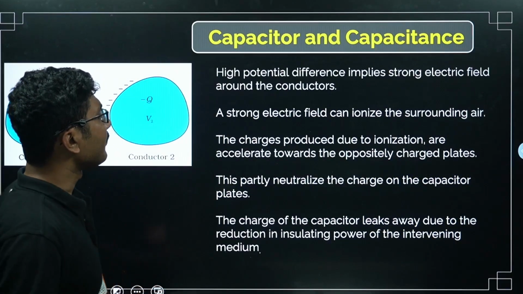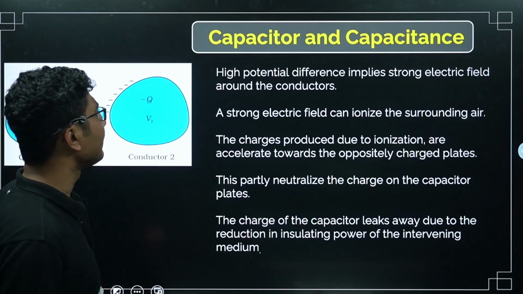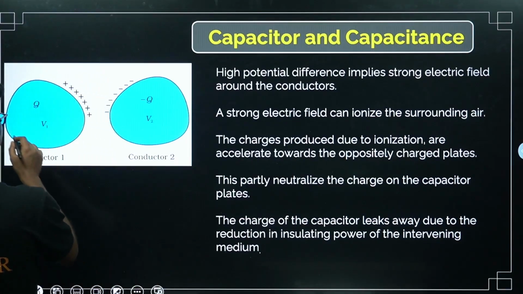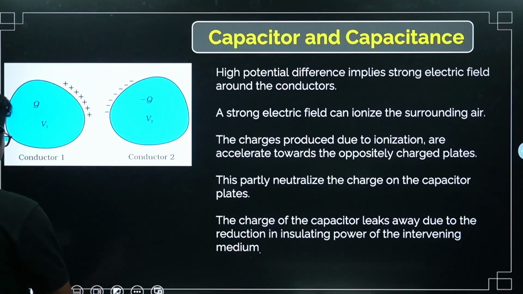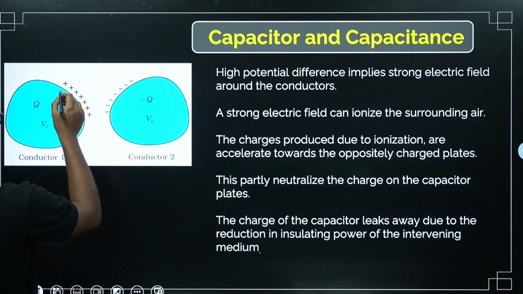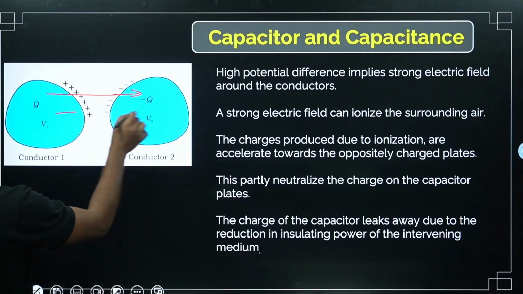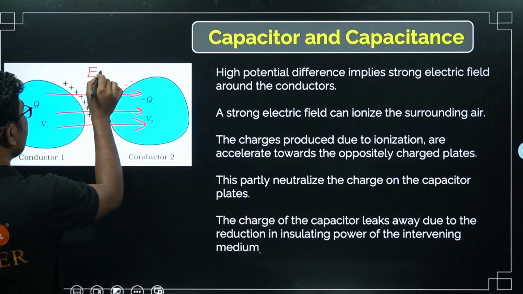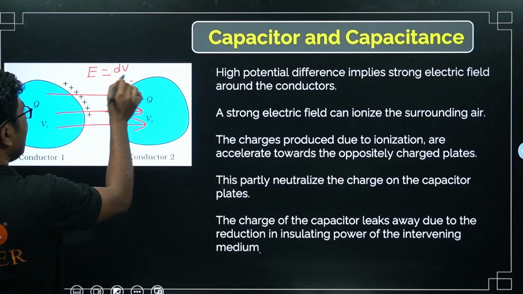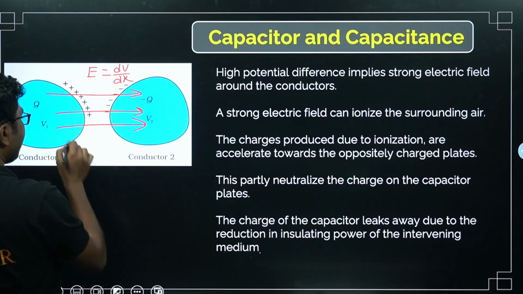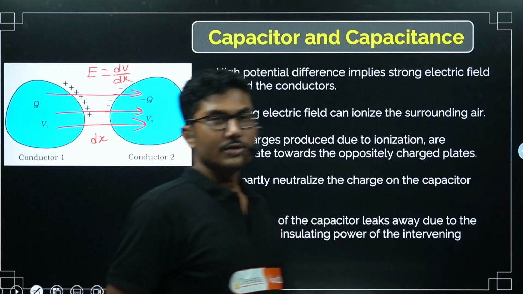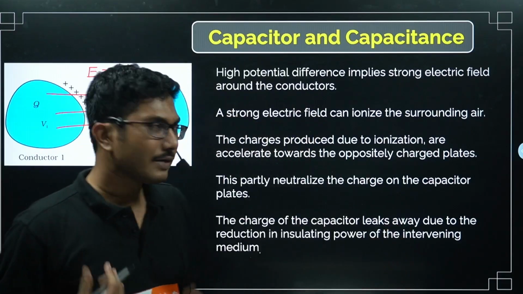High potential difference implies a strong electric field around the conductors. So if you keep a very high potential difference, the potential difference around the conductor will be very high, right? That means the electric field will be very high, because we know that the relationship between electric field and potential is dV by dx. Whatever the distance dx is, it is constant, so the only thing you can change is dV. So if dV is more, the electric field is more.